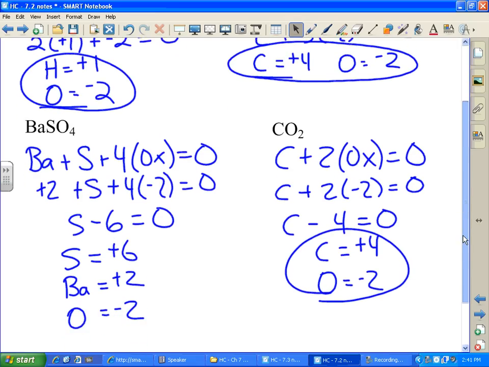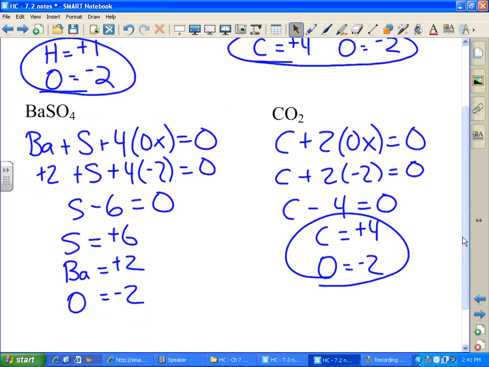In our other 2 examples, we have barium sulfate. Okay, a barium plus a sulfur plus 4 oxygens is going to equal 0. So knowing barium's charge is a +2, that's its oxidation number. Go through, solve the algebra. Sulfur's a +6, barium's a 2, oxygen is a 2-.